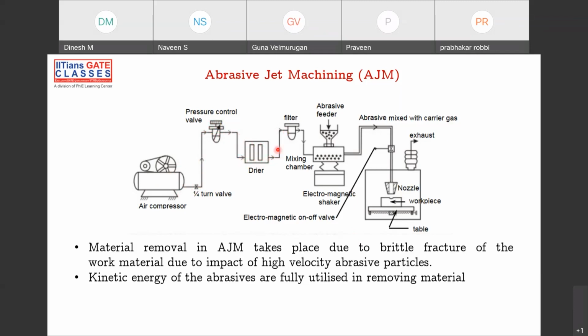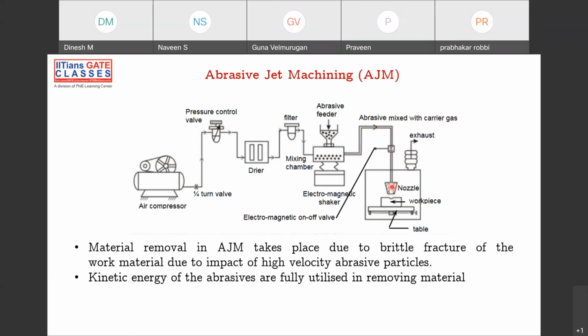Now this dry air will be entering the filter because air might be having some particles, right? So the filter will work here, and then that pressurized air will enter this chamber. In this chamber, from the top side, you feed the abrasive particles. Now in this mixing chamber, your pressurized air and the abrasive particles will be mixing. Now these abrasive particles mixed with carrier gas at high pressure will be entering this nozzle. You know nozzle, right? It converts pressure energy to kinetic energy. You might have seen this in your thermodynamics, right?